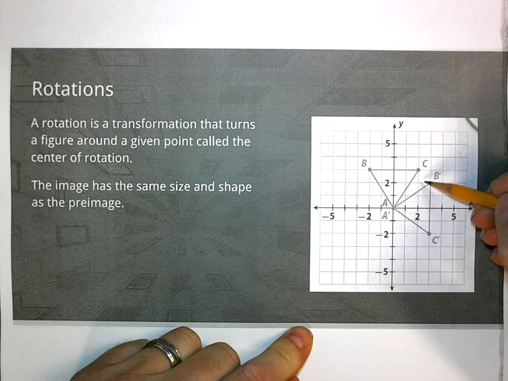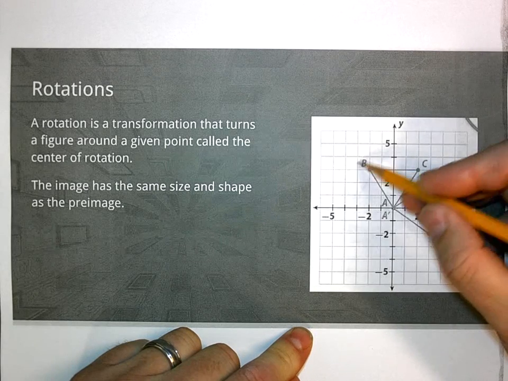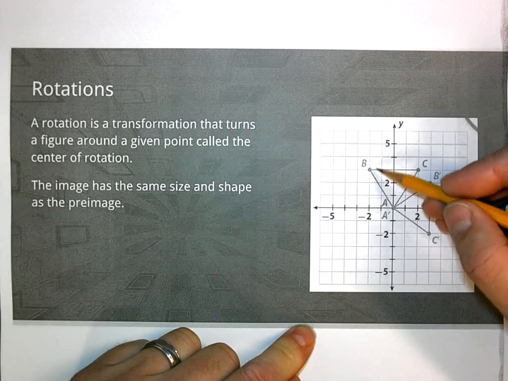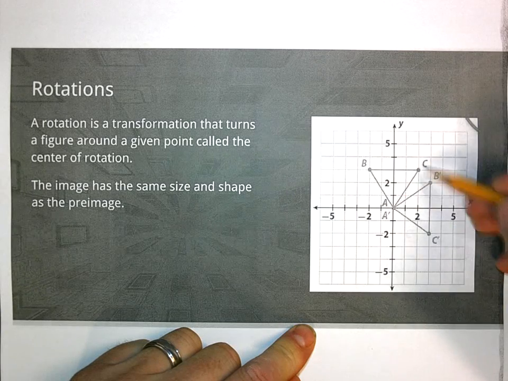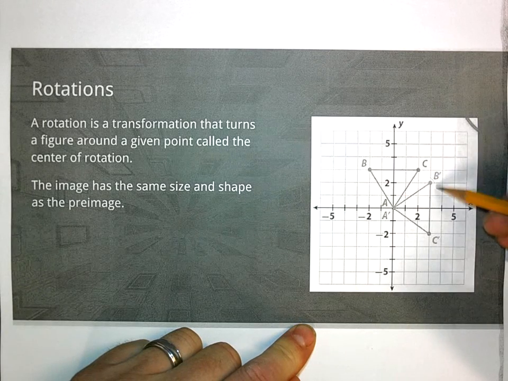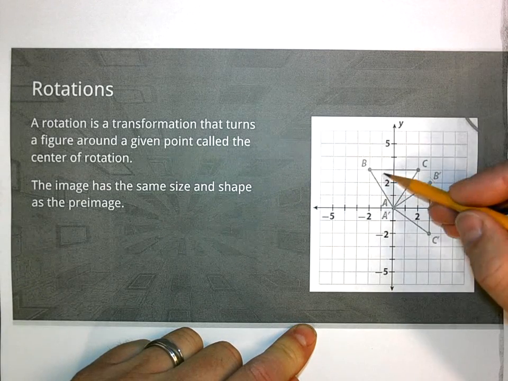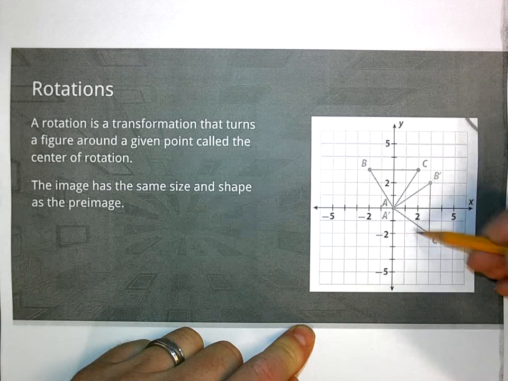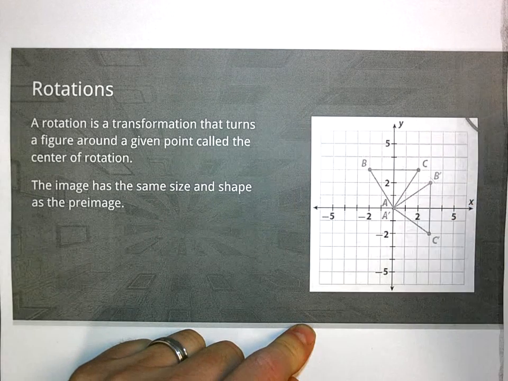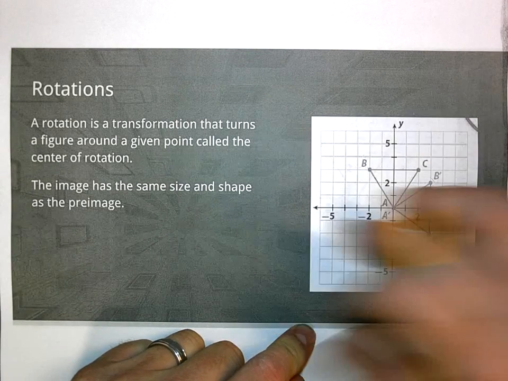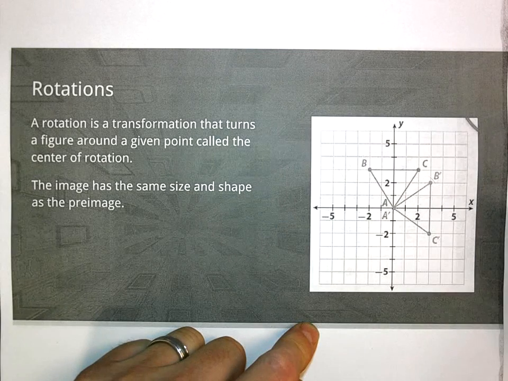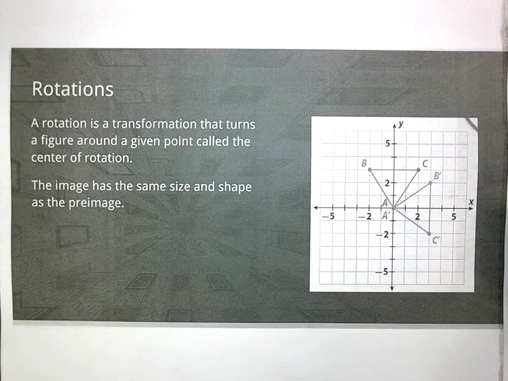So the image has the same size. This is the image, remember it's got no apostrophes, and it has the same size and shape as the pre-image. That's right there. So the pre-image has apostrophes. So we can see our image here is a triangle, here it's a triangle, same size, same shape. What's changed is its orientation, how it's facing. So stop and write down those notes.